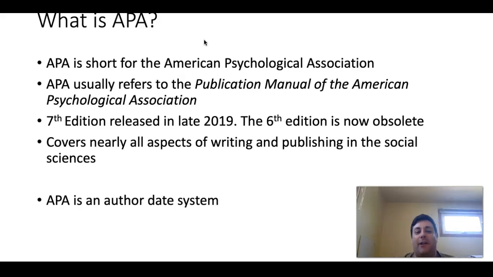At any rate, what we're talking about here is really the publication manual of the American Psychological Association. It covers just about all of the aspects of writing and publishing in the social sciences. It is the style convention that social work uses. Lots of other disciplines use it as well. There are other citation styles, Chicago, MLA, which is Modern Language Association, and Turabian, which is very similar to Chicago. However, they're not used in social work. So what's used in social work is APA.